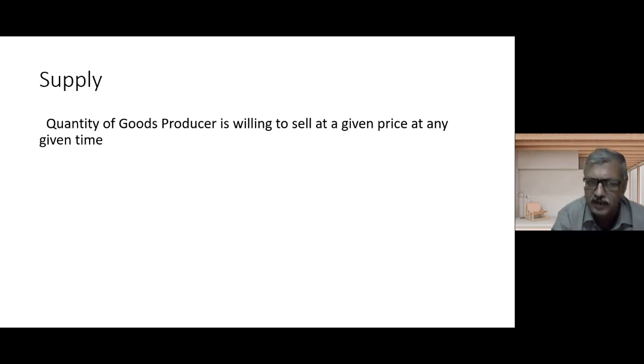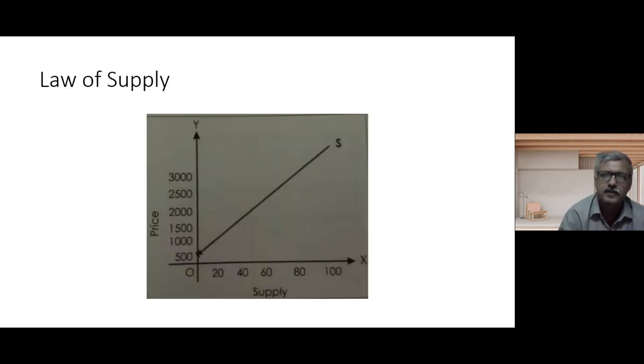We discussed it in detail in our first class, that the quantity of goods which a producer is willing to sell at any given point of time at the price that he is getting from the market, that quantity can only be called supply, not all the desired quantity which the producer is willing to sell. Right. Then we talked about the law of supply.